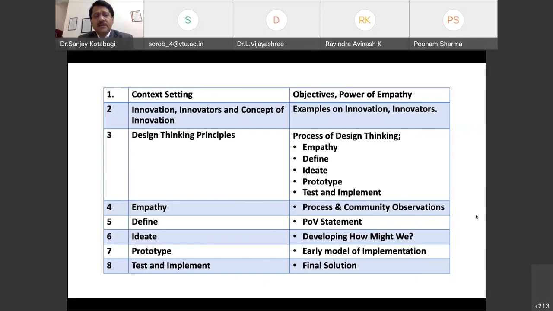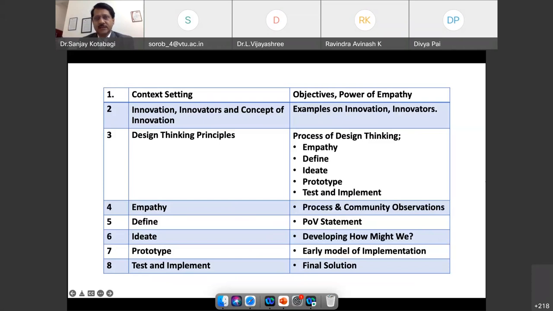And followed by that, we have to speak about innovation, innovators, and the concept of innovation. So we need to take a lot of examples on innovation and also innovators. Through those examples, we can show them how innovation is happening in the area of social space and other areas. Then we must take up in detail the design thinking principles and the process of design thinking.